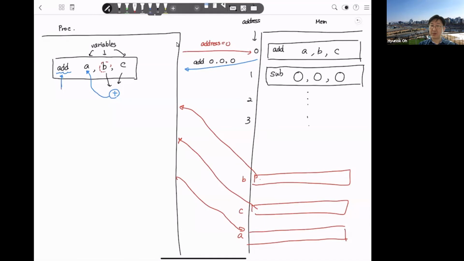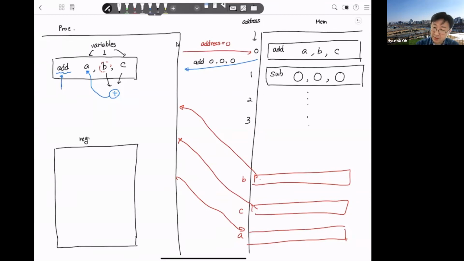But reading data from the memory or writing data to the memory takes a lot of time. So to reduce the interaction with the memory, there is a small and very fast memory inside the processor, dedicated for instructions, which is called a register. A register is very fast, and the size of the register file is very limited. In the MIPS case, the number of registers is 32, from 0, 1, 2, up to 31.